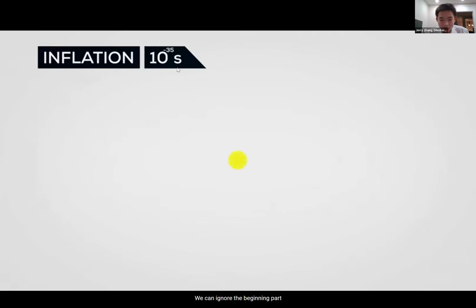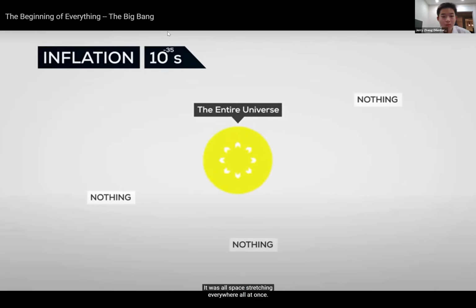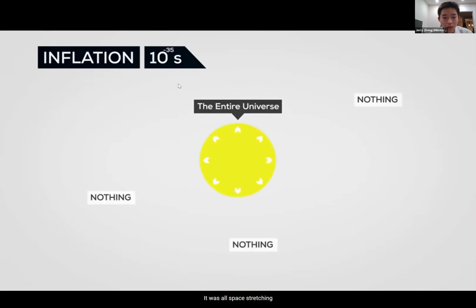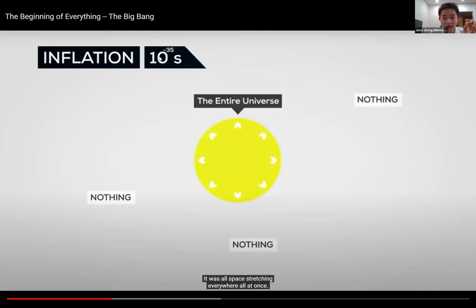We can ignore the beginning part for now. First of all, the Big Bang was not an explosion. It was all space, stretching everywhere, all at once. So by the way, it says 10 to the power of -35. So this is 1 over 1 and then 35 zeros of a second. So this is what happened in that fraction of a second.